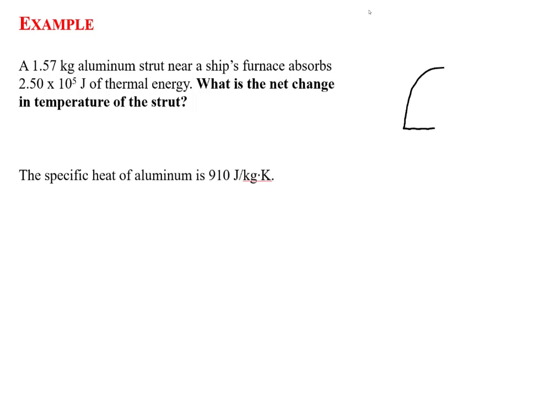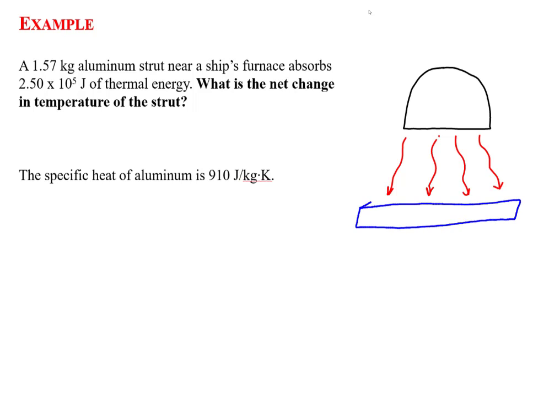Let's begin by illustrating the scenario. We'll sketch the furnace as it's radiating thermal energy in the form of heat. Let's now sketch the aluminum strut. The aluminum strut is placed near the furnace because it's going to be absorbing thermal energy from the furnace. So heat radiates from the furnace and is absorbed by the strut.